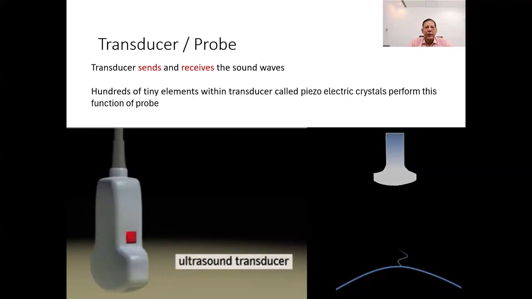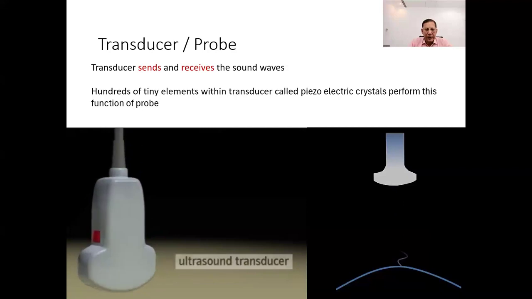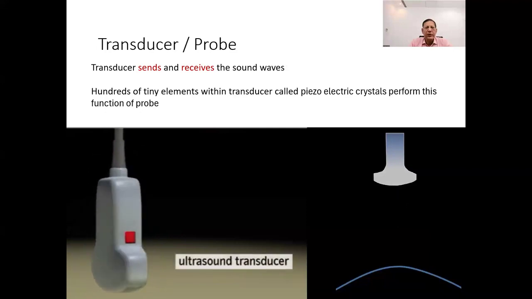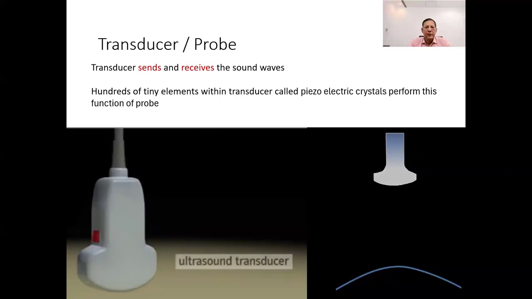A computer takes these signals and turns them into images that doctors can see on a screen, which helps doctors know what's happening inside without using any harmful radiation, as they don't involve any radiation, unlike X-rays or CT scans.